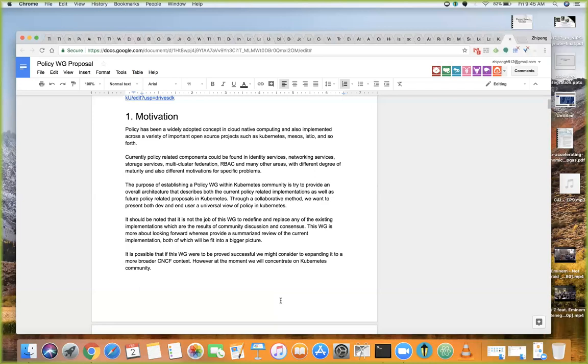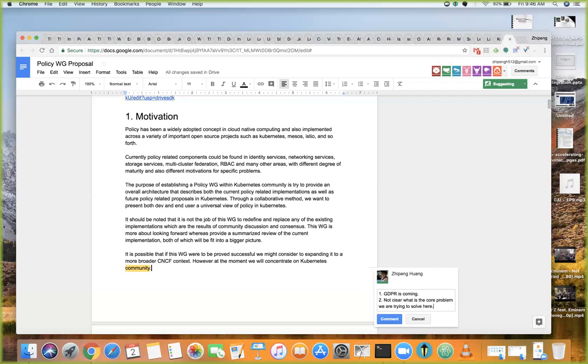I mean, we could just be really explicit that GDPR is coming into effect right around KubeCon, and people are going to start caring even more. But when I read the motivation, it's not really clear to me what problem we're trying to solve. We make a couple of statements that are nominally true: policy is widely adopted, current policy components relate to these different things. But what is it that we're trying to change about this, or where's the pain that people have?